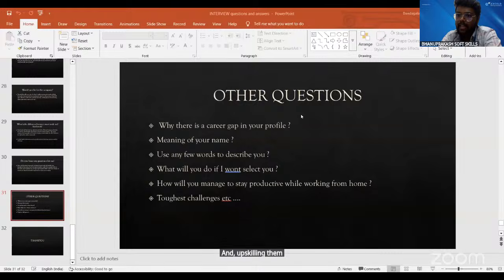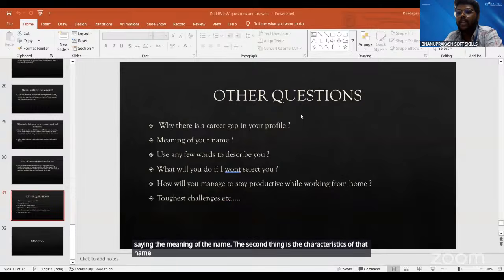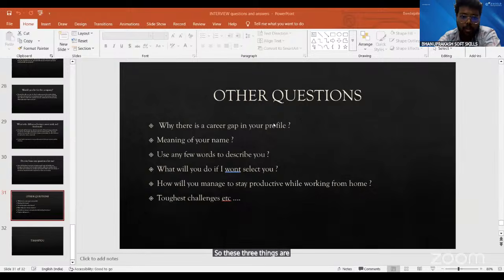So here three things are important. The first thing is saying the meaning of the name. The second thing is the characteristics of that name. And the third thing is how that characteristic is related to your personal self. These three things are enough. And next, yes, I'm almost done with all the questions. There are still a few questions left that I'll discuss tomorrow as the time got completed.